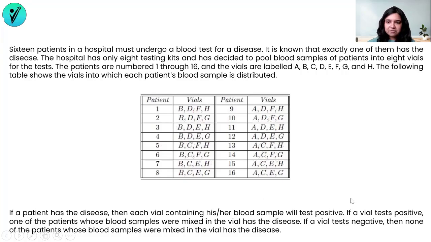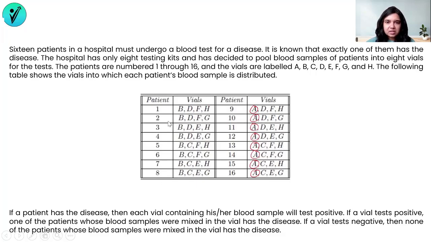So I'm considering if a vial is tested positive. Let's suppose that A is tested positive. That means the vial A has these people's blood in it. So any one of these patients could be the positive patient, because A is tested positive, which clearly means patients 1 to 8, nobody has an A. That means 1 to 8 are free of the disease. They definitely don't have the disease.